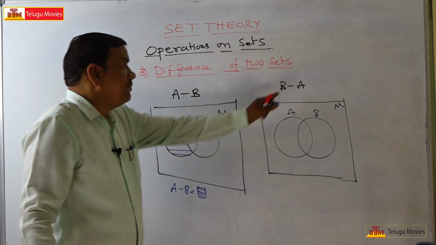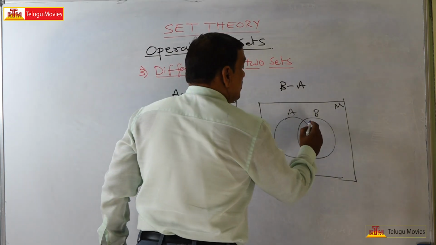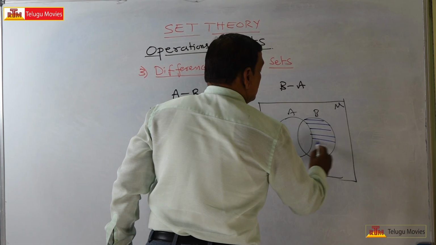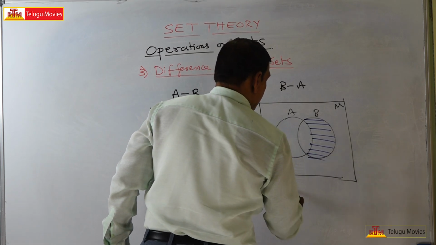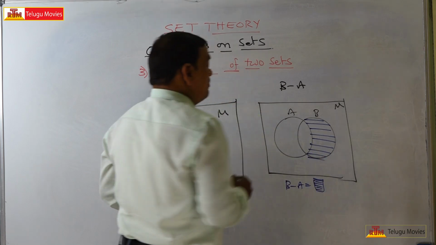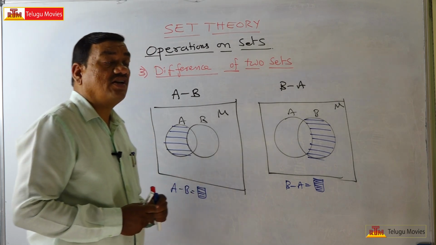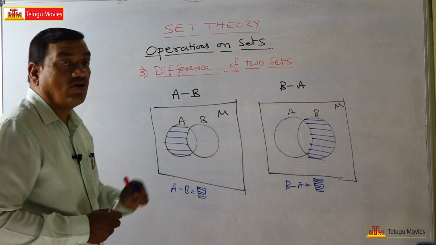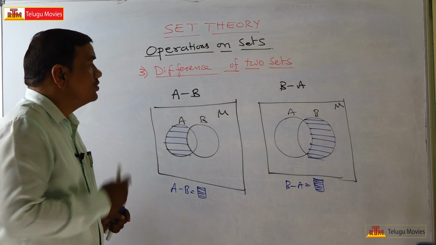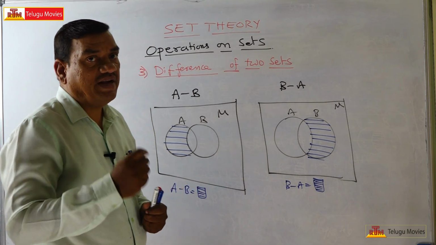Okay, now what about B minus A? The elements which belong to B only, they should not belong to A. This is B only. So this is B minus A. So A minus B and B minus A are very clear, that A minus B is not equal to B minus A. Okay. So here we also have a very important note point, so let me explain that.